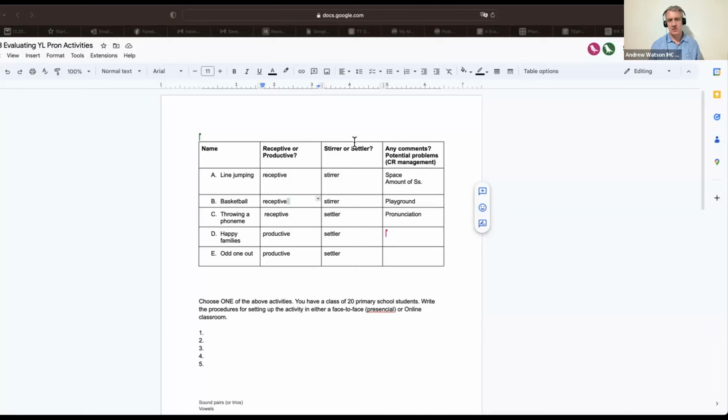And then you have the issue of what to do with the students who are out because they got it wrong in the line jumping. And what about the students who aren't throwing in the basketball? What do they do? So they're looking out of the window or, yeah, you're losing their attention. Good. So those are the two receptive ones. What about throwing a phoneme? You said that was also receptive. Why?